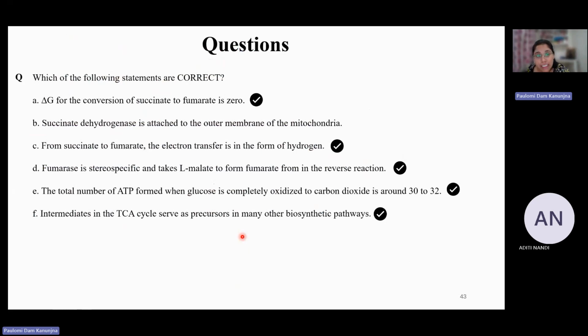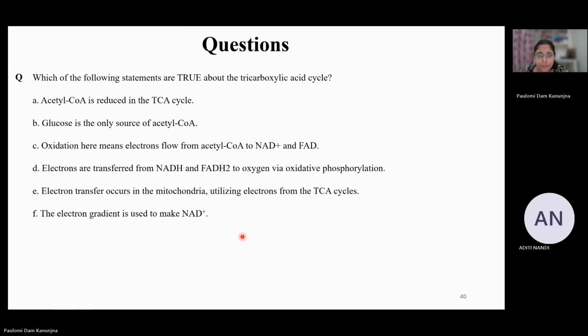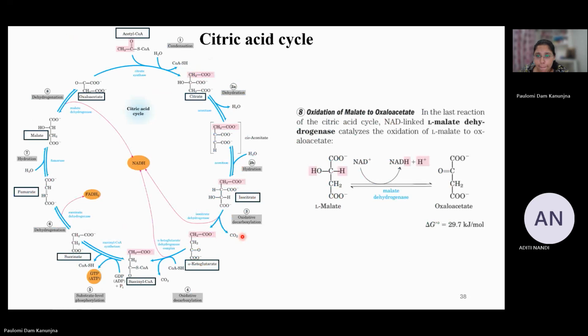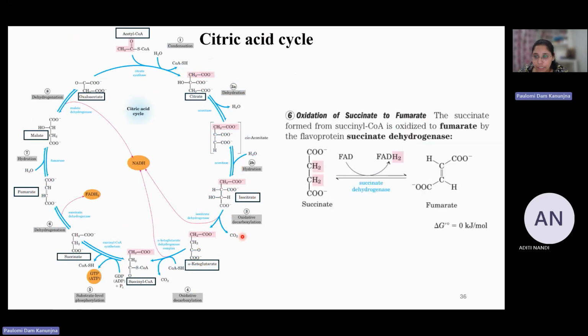While the others are correct, so delta G for succinate to fumarate is 0. If you look into the cycle, you will find this information incorporated there. Maybe I will go back to it and try to show you there. Here, succinate to fumarate, delta G is 0. Then the next statement was, from succinate to fumarate, the electron transfer is in the form of hydrogen. So let's look into this step here.